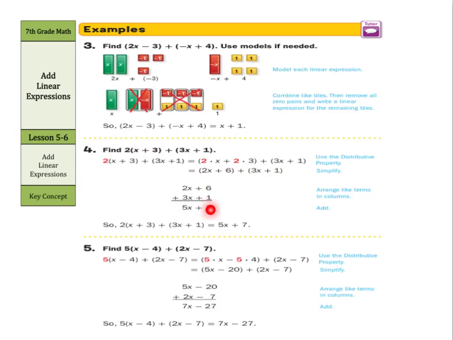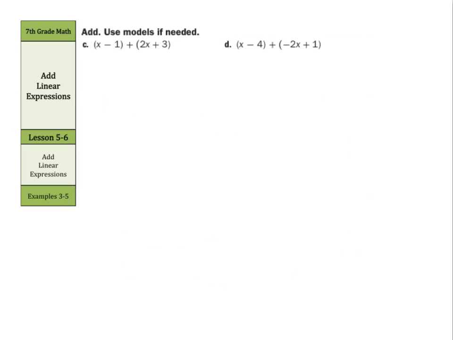Now here we had to use distributive property in example 5, involving some more negative numbers, where 5 times x minus 4 became 5x minus 20. And then 5x plus 2x was 7x. Negative 20 plus negative 7 was negative 27. And again, models may help with us. Writing them in columns may help. And we have plenty of examples here to try next.